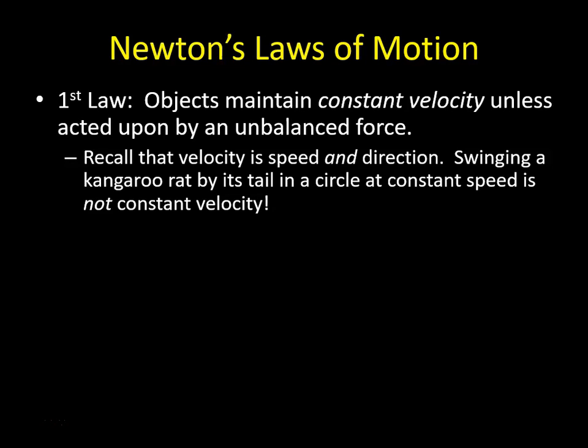By unbalanced, we mean that if there is more than one force acting, they don't cancel each other out. So for example, right now, while I am recording this video, I'm sitting in a chair. The force of gravity downward on me is canceled out by the normal force from the chair upward. So, since those forces cancel, they are balanced, and thus I maintain constant velocity, which fortunately is zero, at least in the Earth surface reference frame.